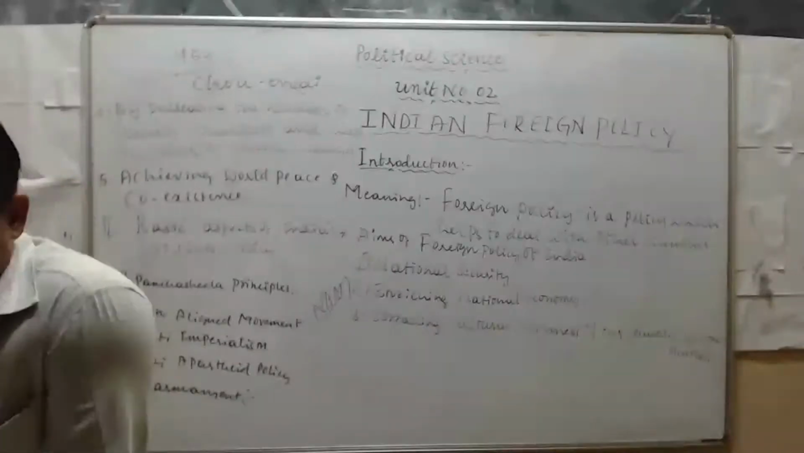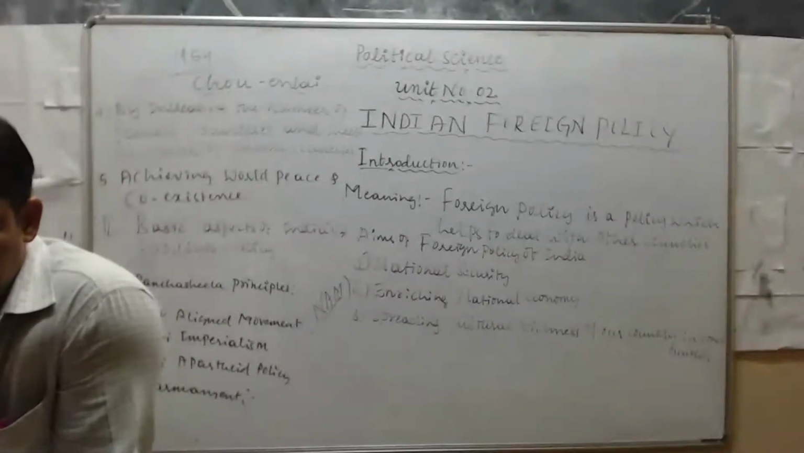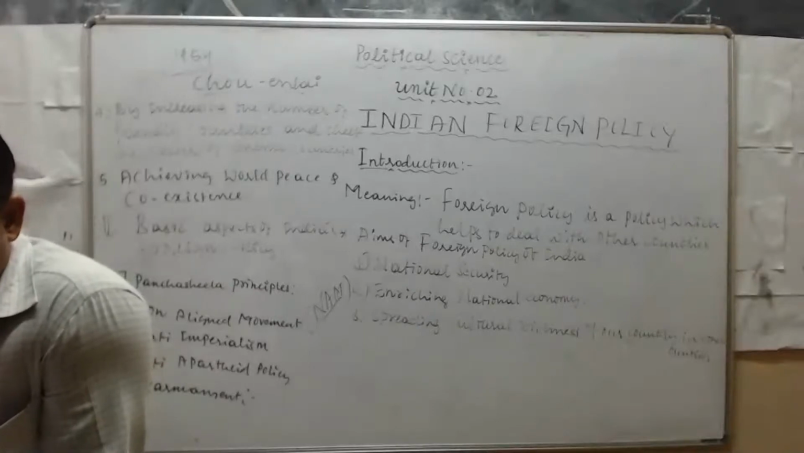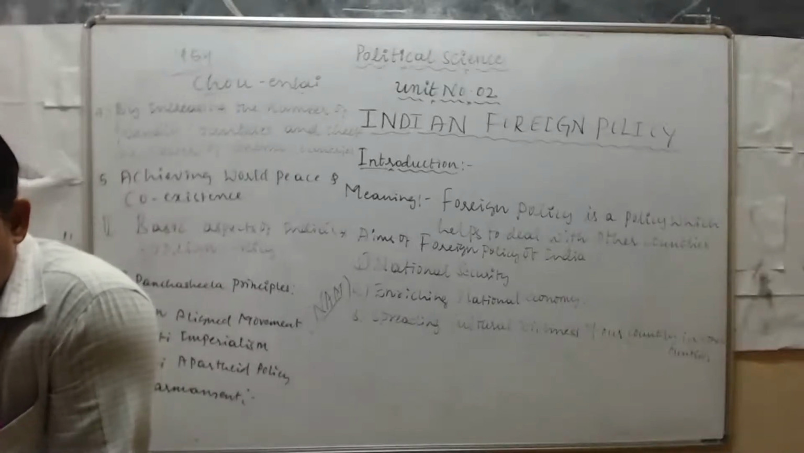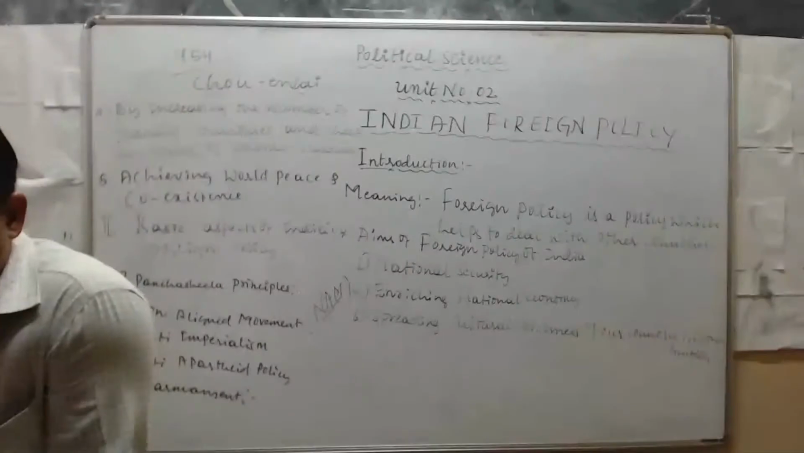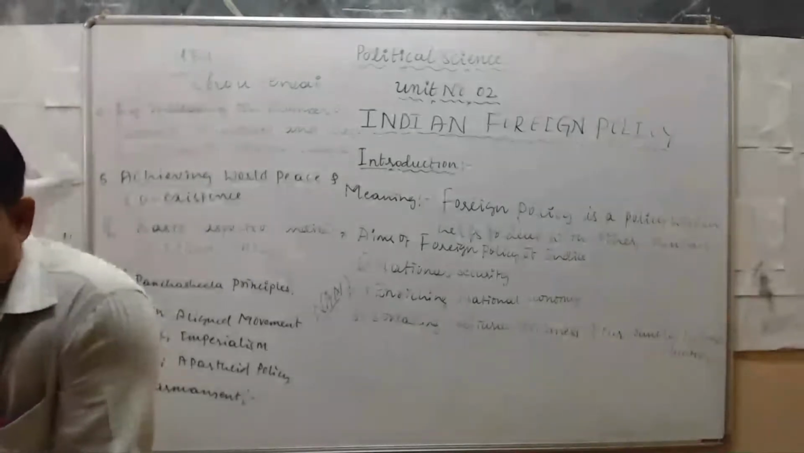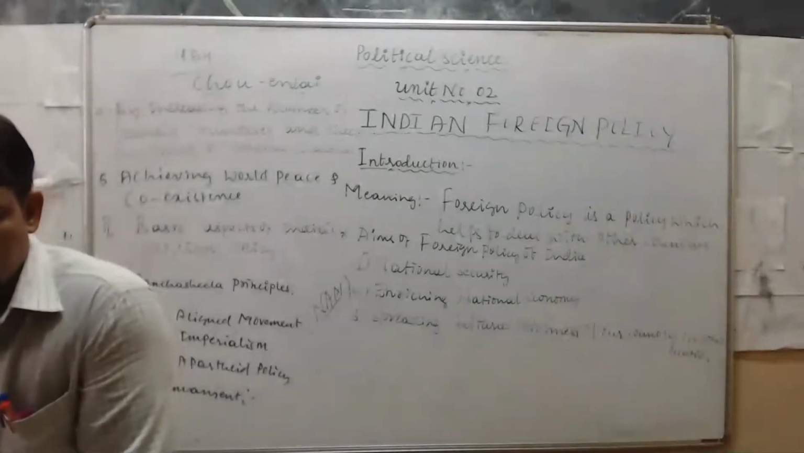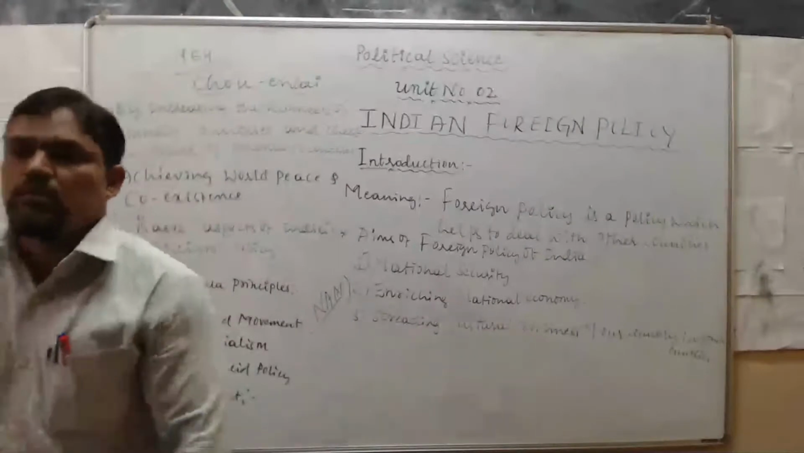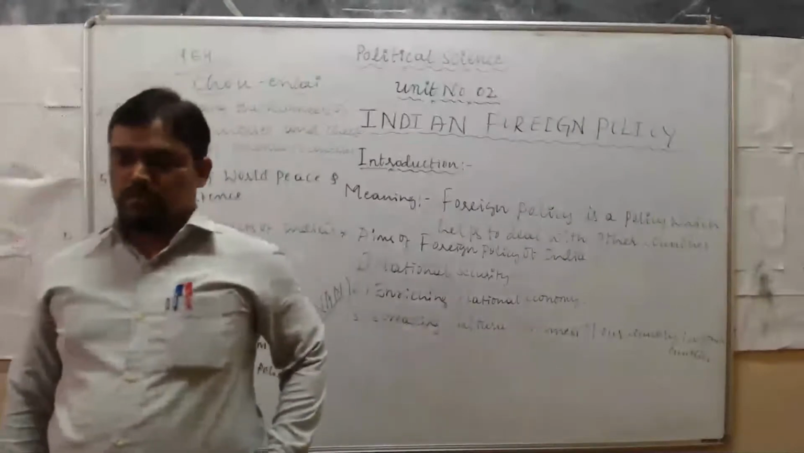First one, respecting each other's sovereignty and regional interests. Second one, non-invasion of each other, and third one, non-interference in each other's internal issues. Fourth one, mutual cooperation and respect. Fifth one, peaceful coexistence. These are the five Panchashila principles.